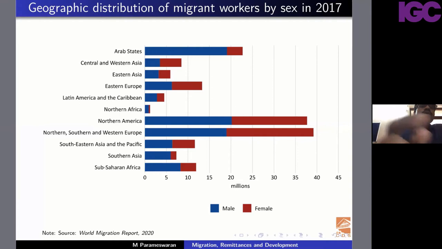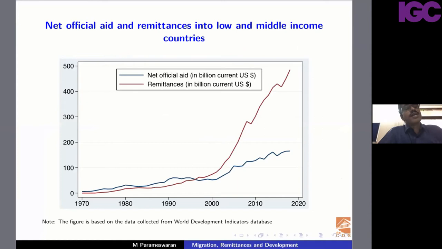Now we will look at the impact of remittances. Remittances are very important. Here I am plotting the net official aid and remittances flow into low and middle income countries. Up to around 1995, official aid is higher than remittances. But after 1995, these countries are getting more in terms of remittances than in terms of official aid. So in terms of external flow of resources, remittances assume an important position.